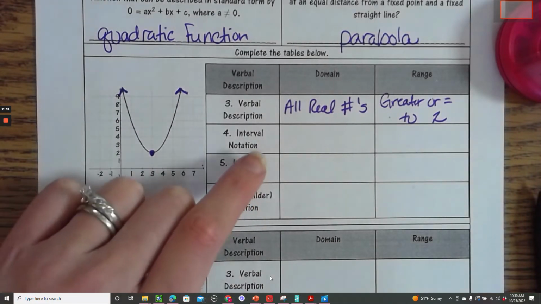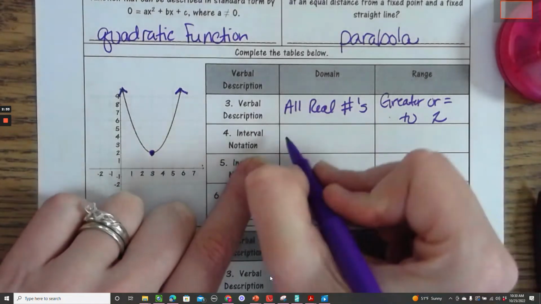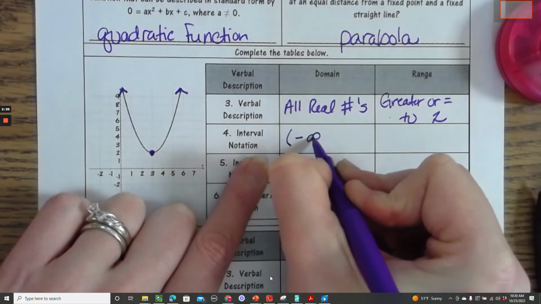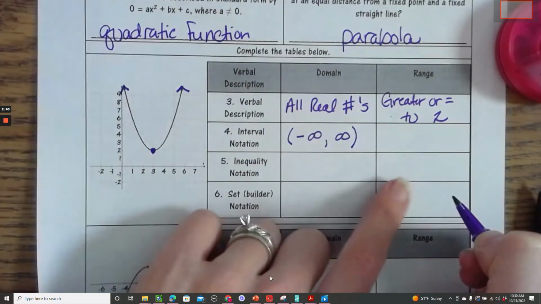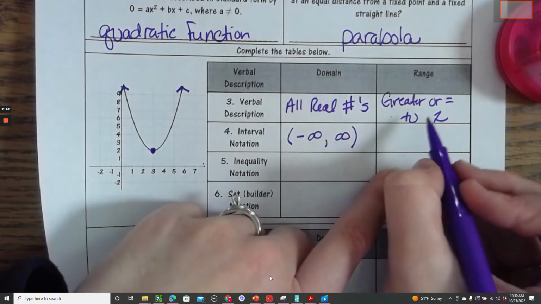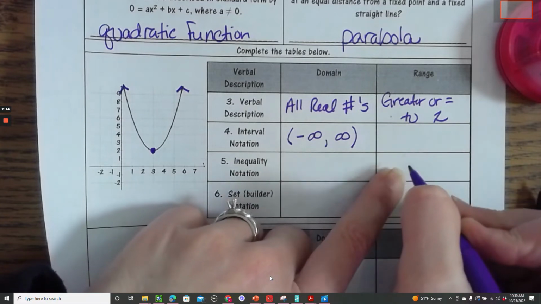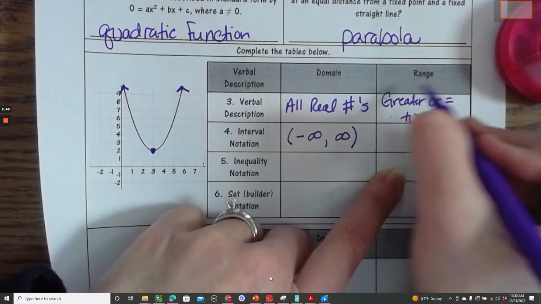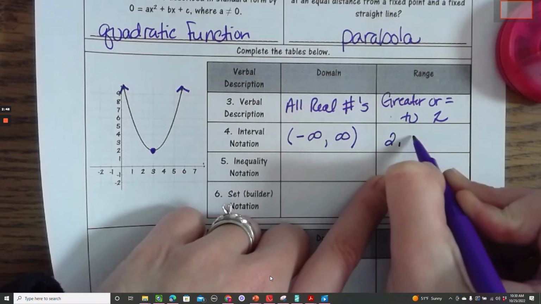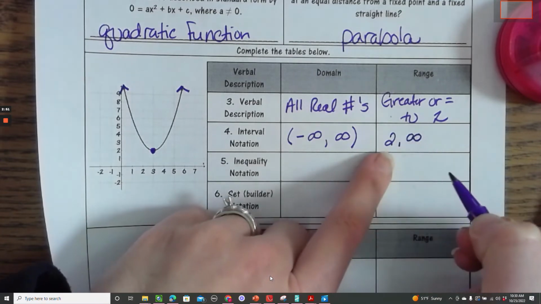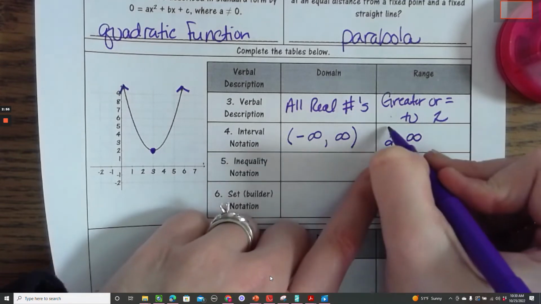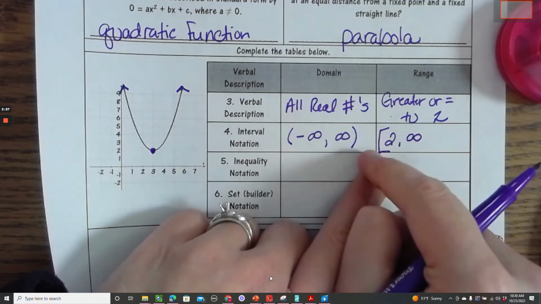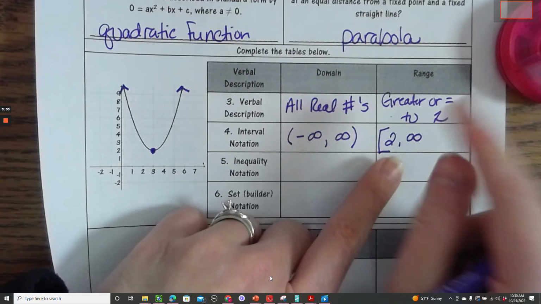All right, so interval notation. We would do -infinity to positive infinity. For greater or equal to 2, so we're going from 2 to infinity. Does the 2 get a bracket or a parenthesis? Bracket. So solid dots get a bracket. Open dots or infinity signs get a parenthesis.